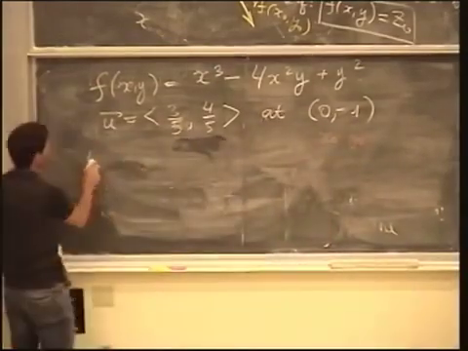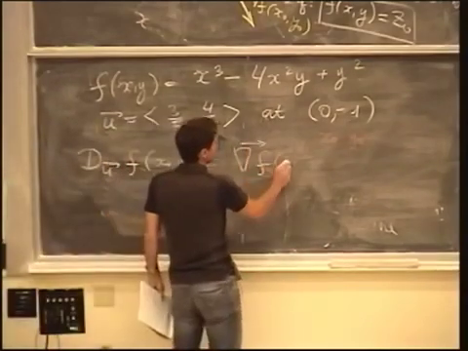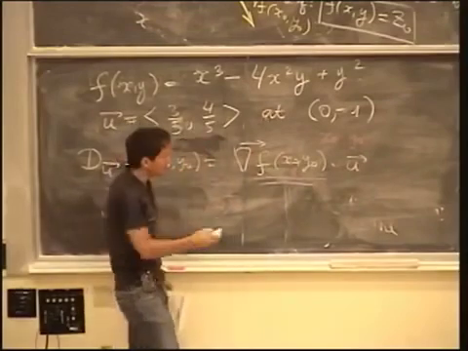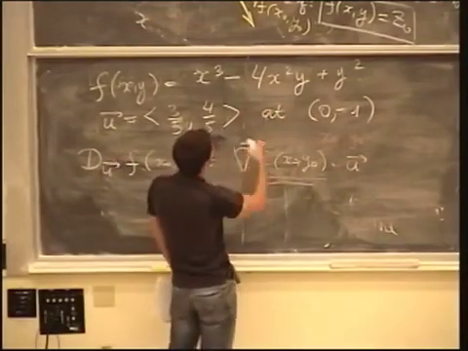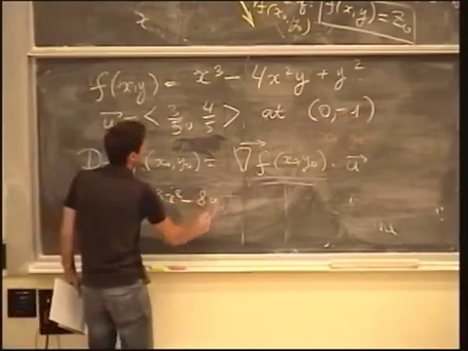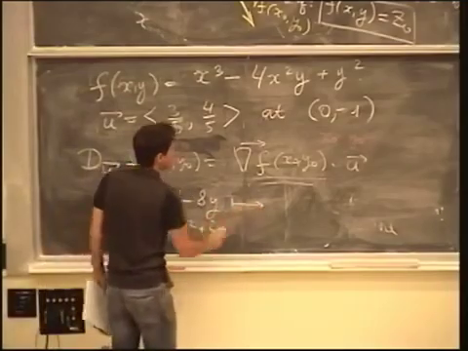Well, we need to find the gradient vector, because the directional derivative of f at this point is the dot product of the gradient at this point and the vector u. The vector u we are given, so we need to calculate the gradient vector. And the gradient vector consists of the two partial derivatives, right? So we need to calculate f sub x is equal to 3x squared minus 8y, and f sub y is minus 4x squared plus 2y, and then we calculate them at this point.